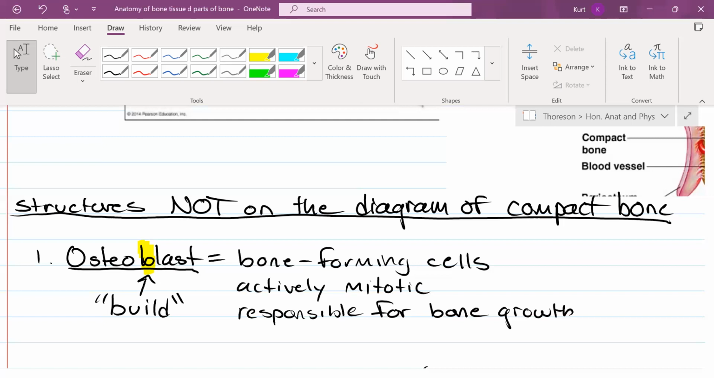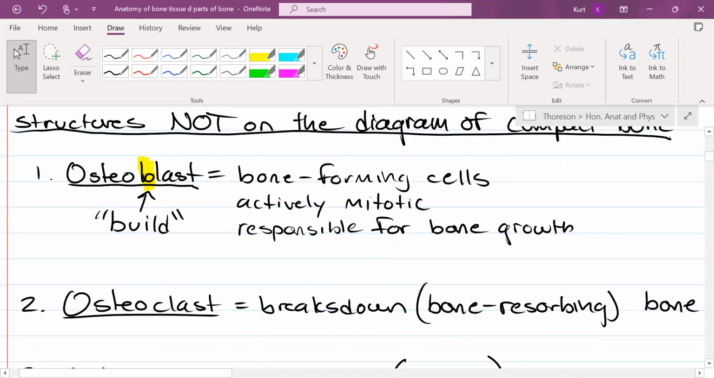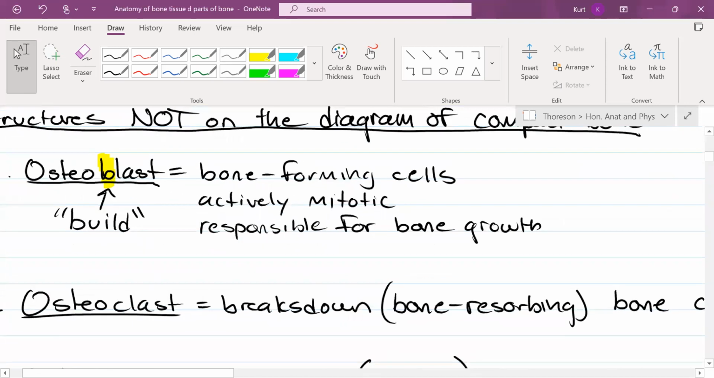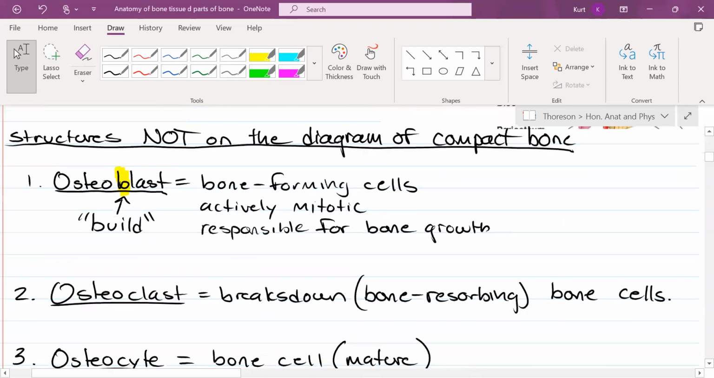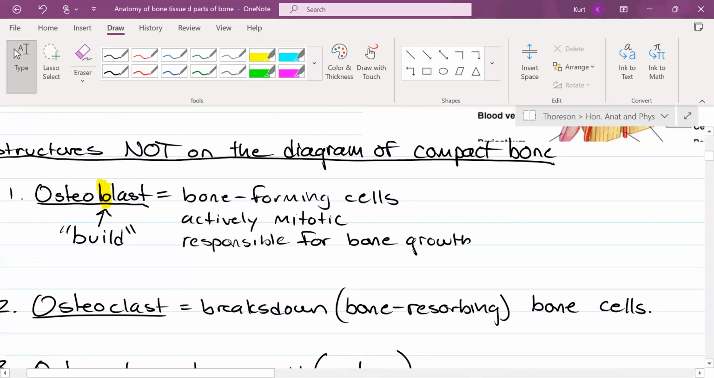The opposite of an osteoblast is an osteoclast. An osteoclast breaks down bone cells. It's a type of bone cell that actually removes bone. Over the course of your life, you have bone cells that just get old. They get old, they get deteriorated, and you need to get rid of them and you need to replace them. That is what osteoclasts do.